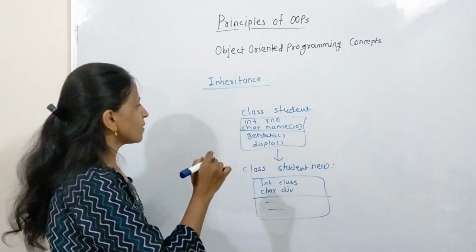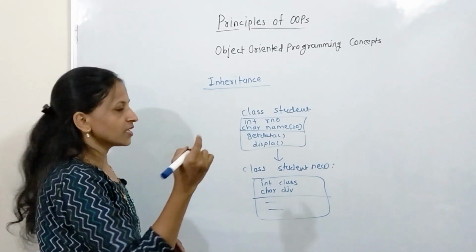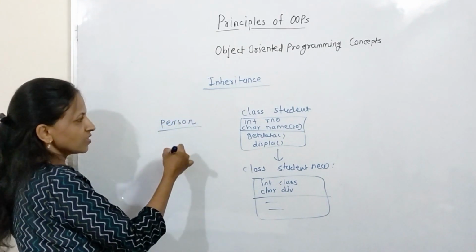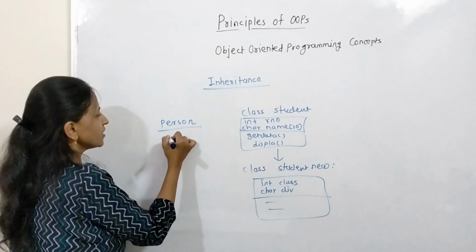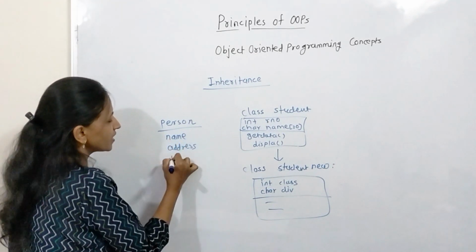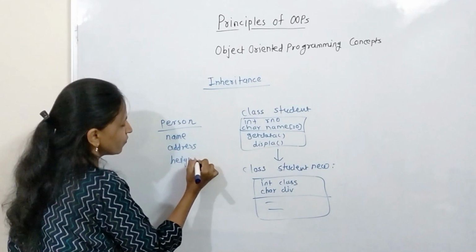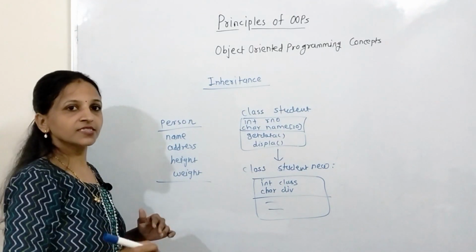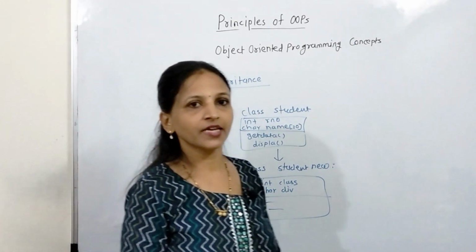Getting? One more example, let's say I have a person class. Let's say the person class has name, then address, then height, weight. Okay, these are the attributes inside that person class, and some methods again.